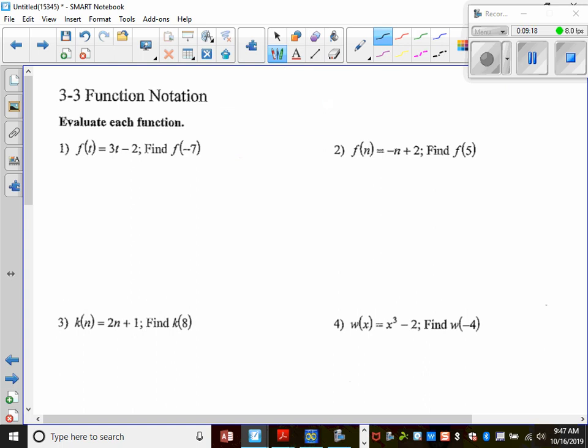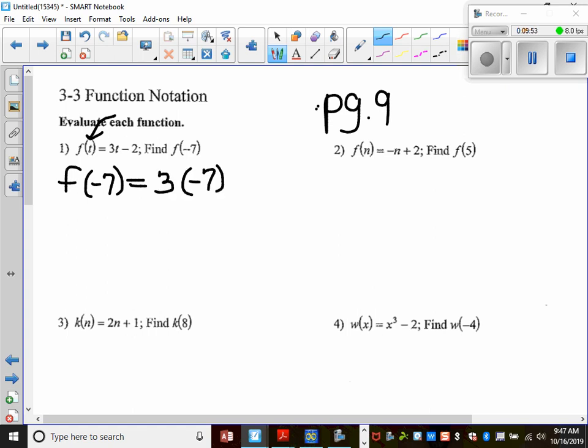All right, so on page 9 in your packet, I'm going to do the first one with you just to get you started. So here it says f of t. So really, they're not going to always use x, but whatever's in parentheses is the value for x. So here, this is called t. So we'll say f of negative 7 equals, and this is how you would write it, 3 times negative 7 minus 2.